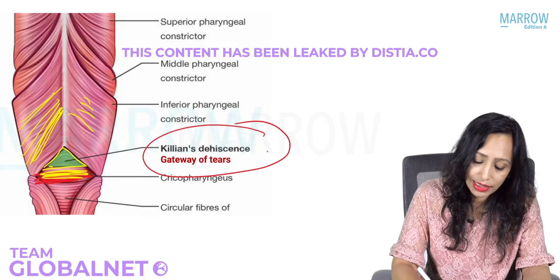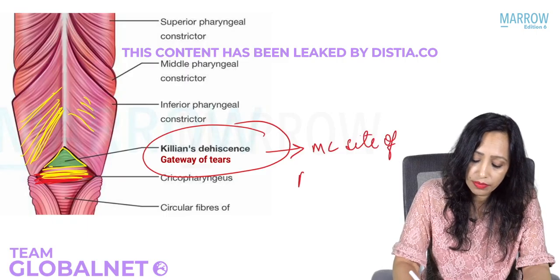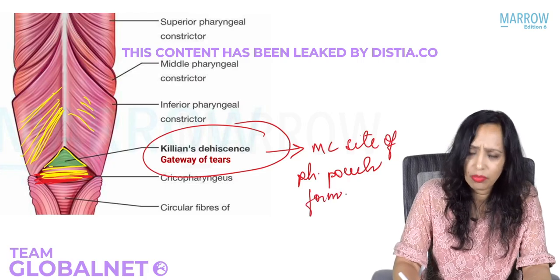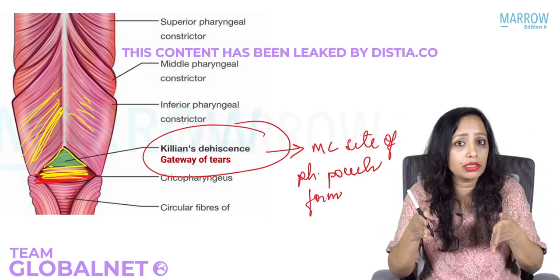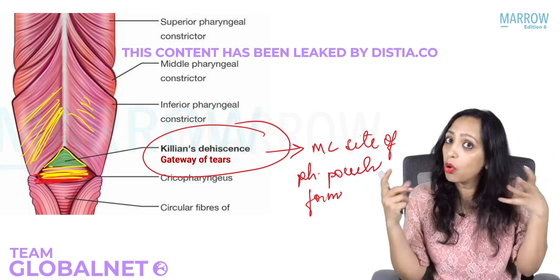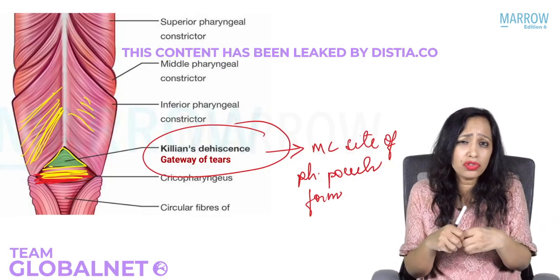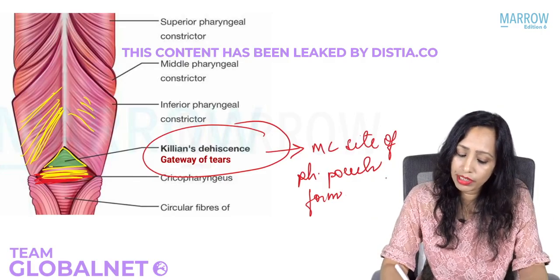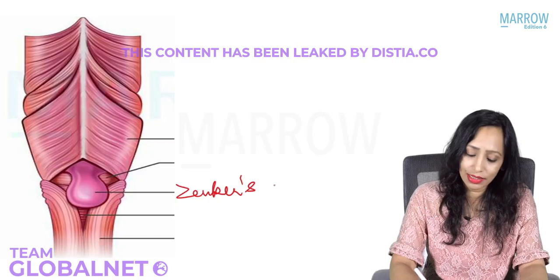What we have to know is that this Killian's dehiscence, or the gateway of tears, is the most common site of pharyngeal pouch formation. Are there others? Most common means there must be others also, no? Yes, we have many lateral gaps also. We saw that now, in between the superior and middle constrictor, and the middle and inferior constrictor. Laterally also there are gaps, so laterally also the pharynx can pouch. But the most common site is in between the thyroid and the cricopharyngeus part of the inferior constrictor, that is just above the sphincter, where the pressure will be maximum. And here the gap is so large. So this is the most common site of pharyngeal pouch formation, and the pharyngeal pouch that forms from here is what is known as Zenker's diverticulum.